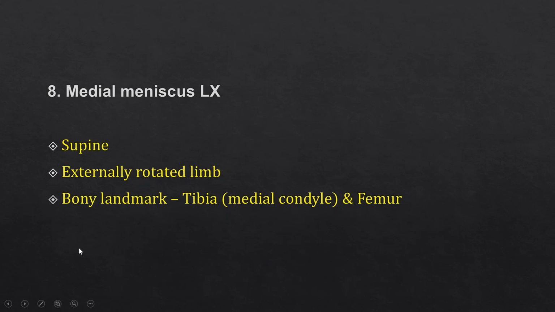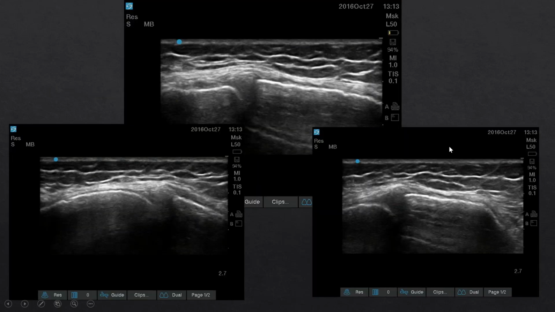Okay, medial meniscus. You can get medial meniscus from the same view of MCL. Again, patient is supine, limb is externally rotated, and bony landmarks are tibia and femur. The same image where you can see ligament, MCL, and the meniscus. Now, in the bottom left and right image, I'm just showing a slight change in my probe placement. So on the left side, I'm slightly anterior, and on the right, I'm more posterior. So you can see you have to find where you get the best view.